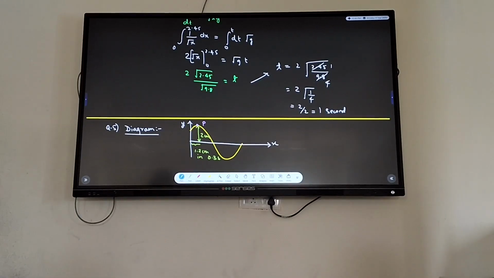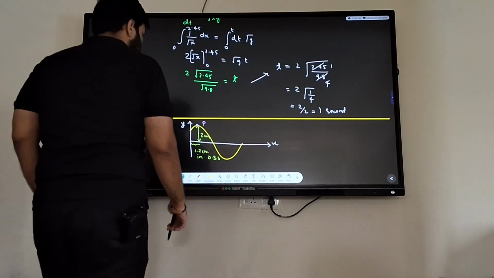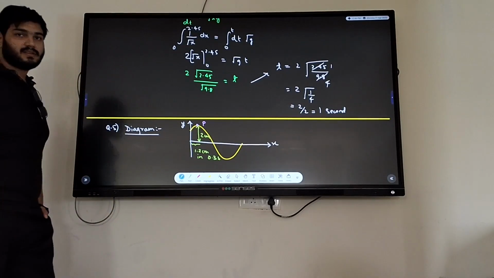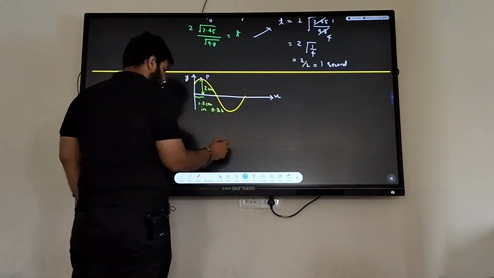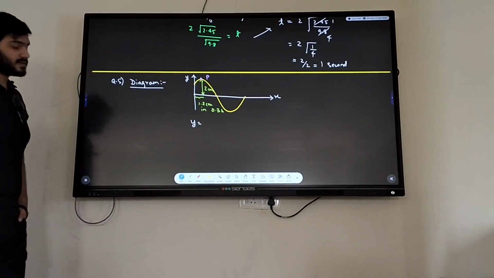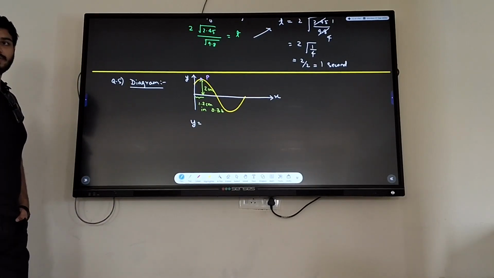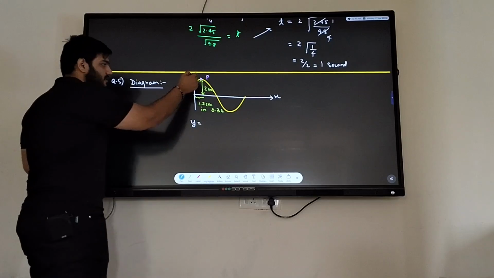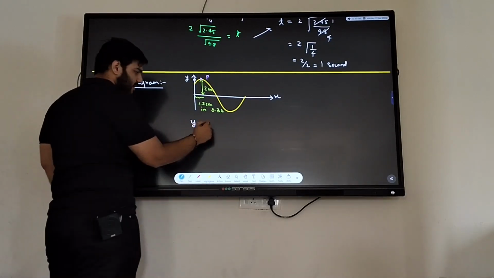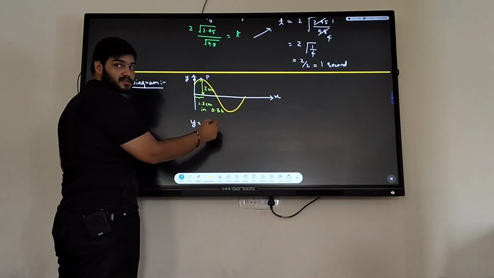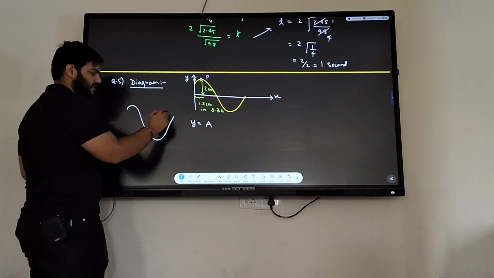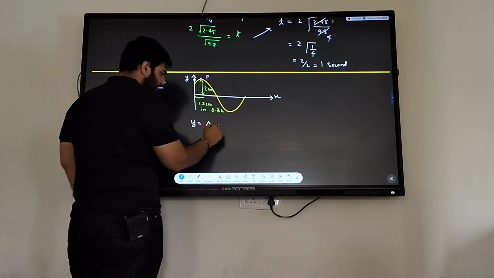Okay then, I'm starting with the question. They are asking to find the wave equation, the wave function y that describes this wave. When t equals 0 and x equals 0, the peak is here. So what should I write, a sine or a cos? I should write cos because the wave starts like this. So this is actually cos.